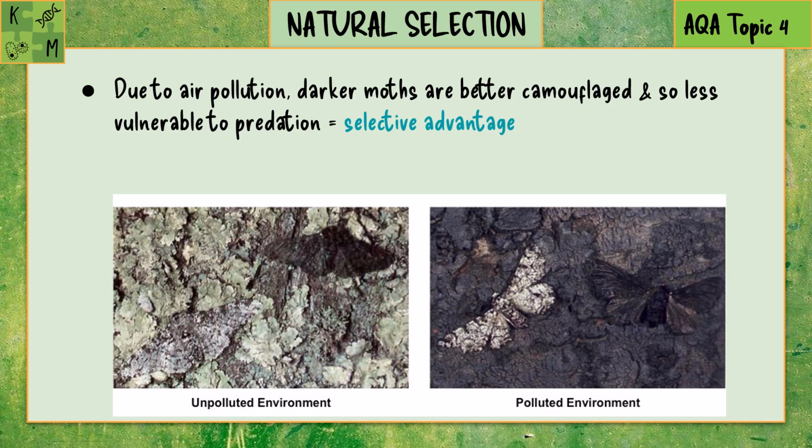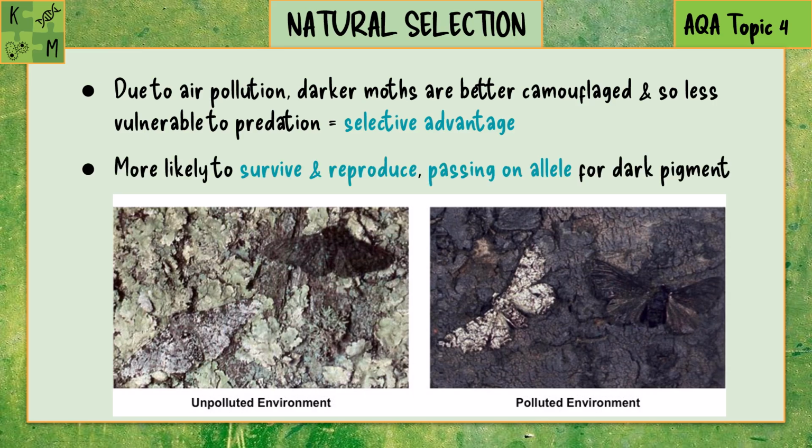They therefore had a better chance of survival and reproductive success than the lighter coloured moths, passing on the allele for darker pigmentation. The population is then placed under selective pressure by the environment. It's important to note that the change in environmental conditions did not cause the mutation. The mutation occurs randomly, producing genetic variation within the population.